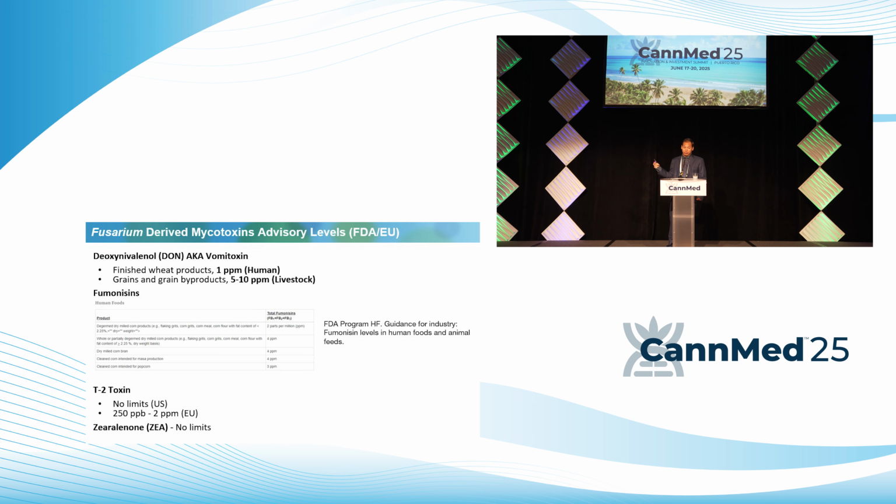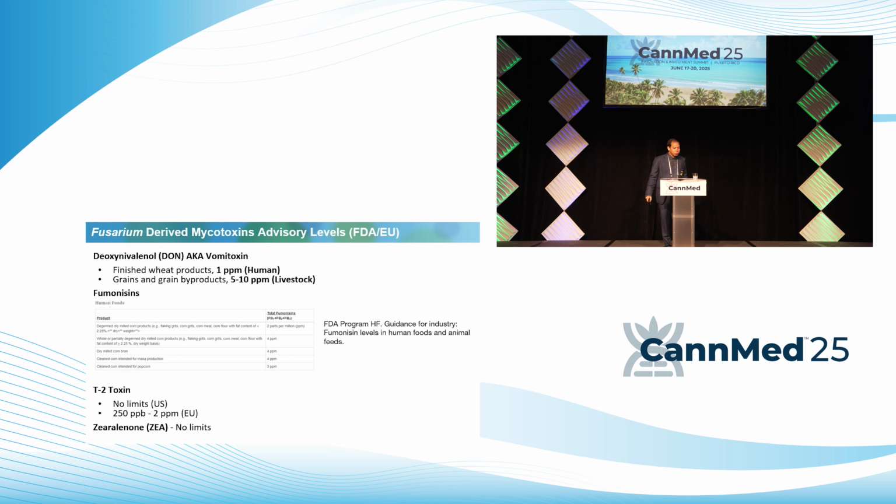So, Fusarium-derived mycotoxins, the advisory levels for the FDA and the EU. When we look at something like deoxynivalenol, which is one of these trichothecenes, it's also known as vomitoxin for reasons, obviously causes nausea and vomiting. When we look at products for human consumption, the action level is at 1 ppm. But if we're talking about grain and grain byproducts for things like livestock, that's at about 5 to 10 ppm. So again, considerably higher than some of these other mycotoxins that we test for, but nevertheless, still levels that may be present. 2 to 4 ppm is the range for the different fumonisins, and that's directly taken from the FDA's website.